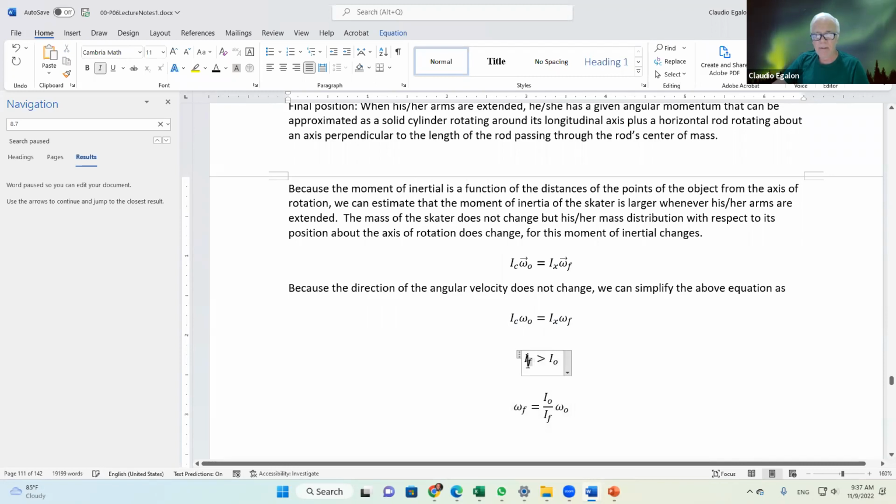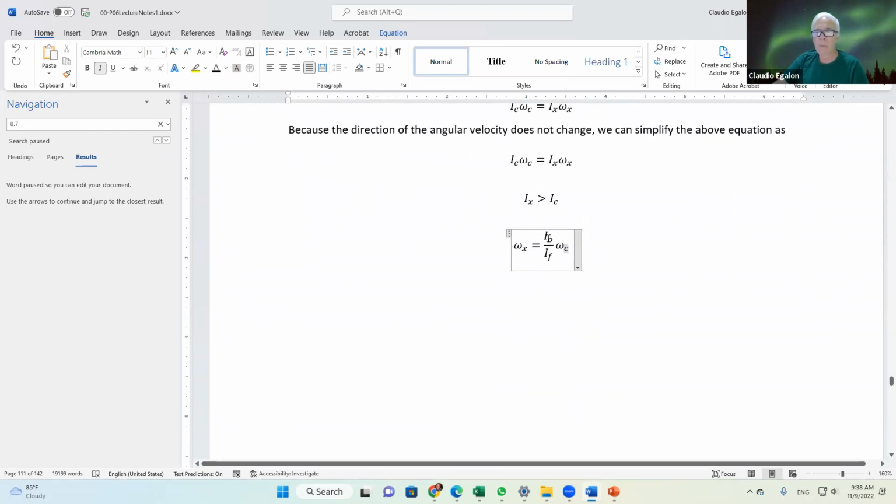okay, arms extended has a moment of inertia greater than the arms contracted. And now I'm going to change it here too. Instead of initial, I'm going to put arms compressed and arms extended, just like the other one. Arms compressed, arms extended. Just changing the notation. Here you go. Now we look at this equation.